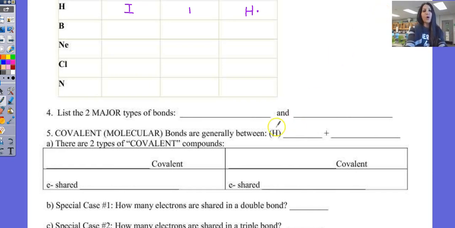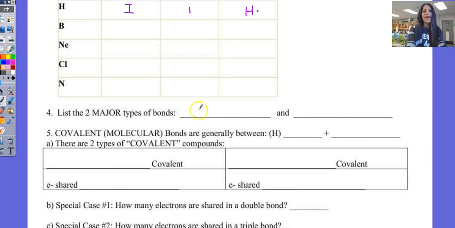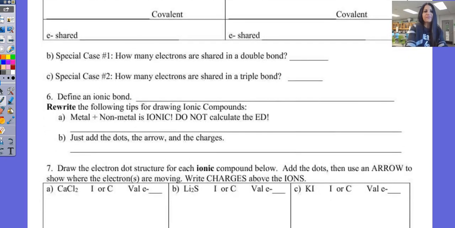Let's go back to our notes. So if you're not sure, let's click back here and see, okay, well, the 2 major types, they're not talking about polar or nonpolar. They're talking about the 2 major types, ionic and covalent, okay? And then it's going to ask you a little bit about covalent. What is it between? Again, just use your notes, okay?